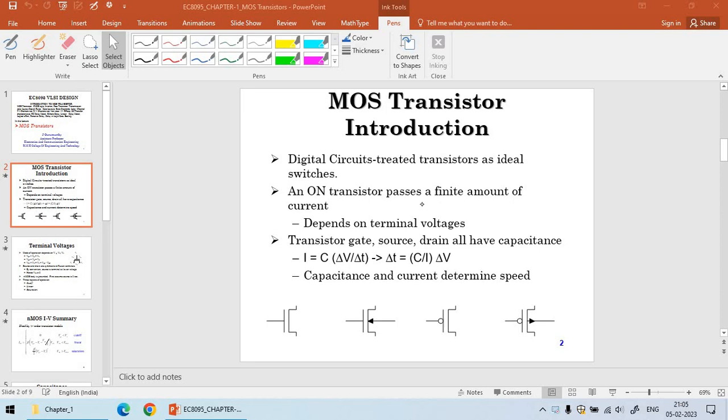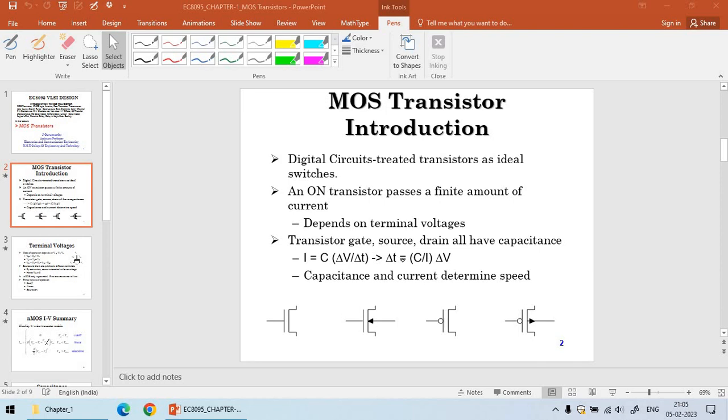The transistor gate, source, and drain all have capacitance, and this is nothing but I is equal to C dV by dt. If I want to find dt, it is C by I into delta V. So this dt says the speed of the device, dt is equal to C by I, where C is nothing but capacitance and I is nothing but current.